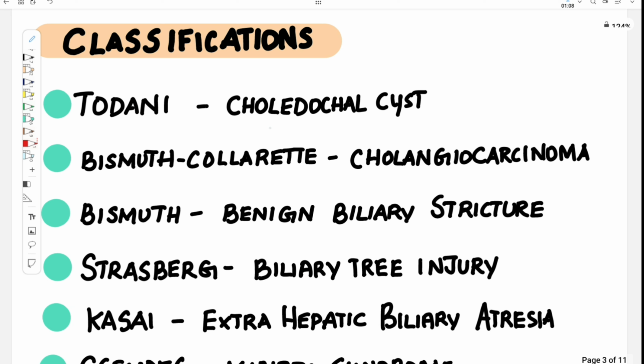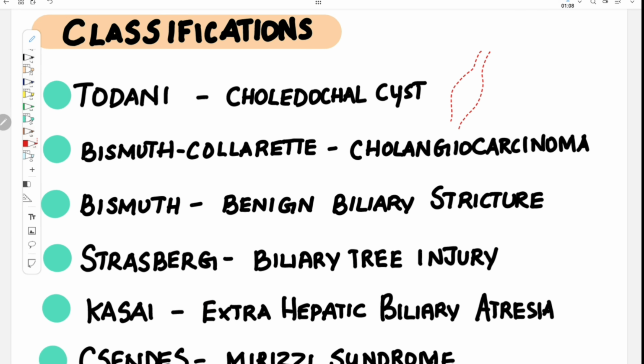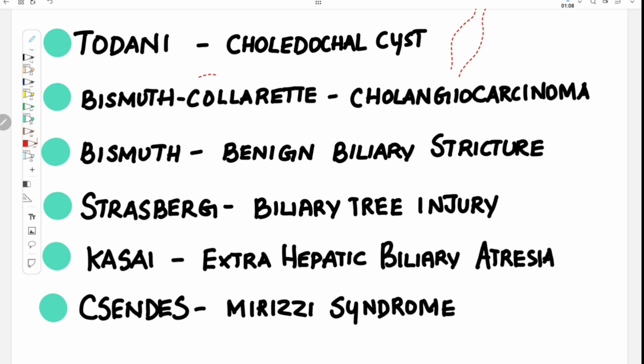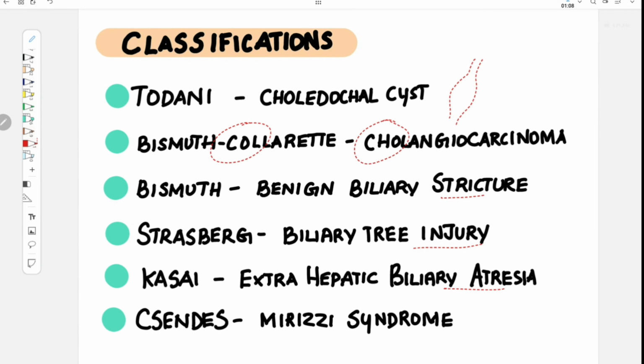The first one being the Todani classification for choledochal cyst. Choledochal cyst is a congenital cystic dilatation of the biliary tree. Then the second one being the Bismuth-Corlette classification for cholangiocarcinoma, C for C, and the Bismuth classification for benign biliary stricture, the Strasberg classification for biliary tree injury, the Kasai classification for biliary atresia, the extrahepatic biliary atresia, and the sixth one, the Csendes classification for Mirizzi syndrome.